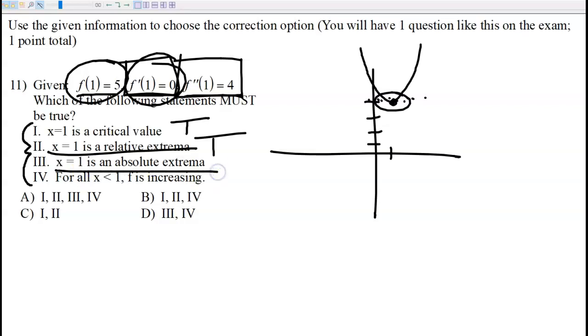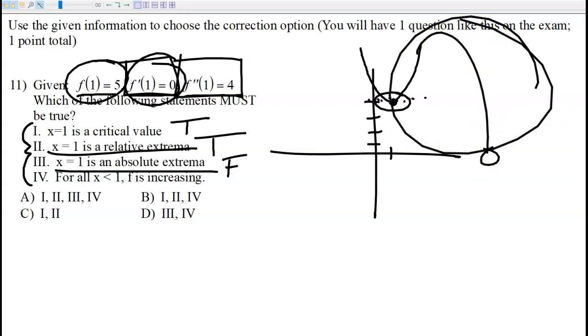Is it an absolute extrema? No, not necessarily. We don't know that for sure. There's no reason to assume that. Just because it looks like it's the lowest there doesn't mean that it doesn't go lower somewhere over here, because they didn't give us any information about anything over here. We only know stuff about one single point. So I don't know if that's an absolute extrema or not.